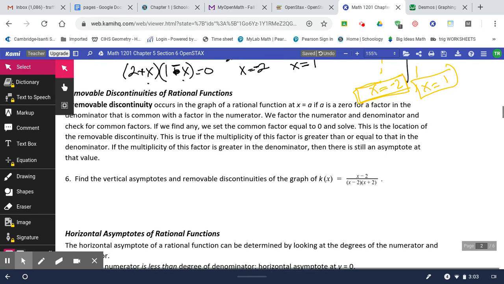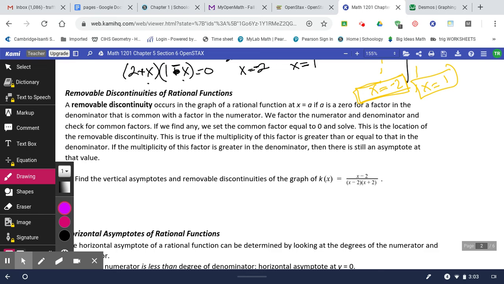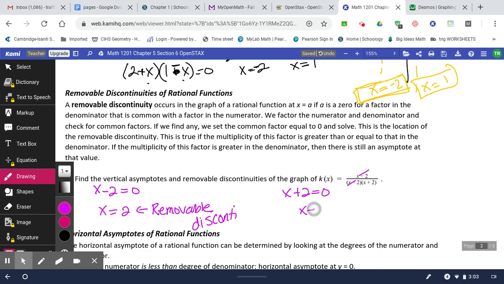So here, find the vertical asymptotes and removable discontinuities. So for our vertical asymptotes, when we look at this, we can see that the x minus 2 is going to cancel. So if x minus 2 equals 0, x equals 2. This is a removable discontinuity. Okay. Then your asymptote becomes x plus 2 equals 0, so x equals negative 2. That would become your asymptote.